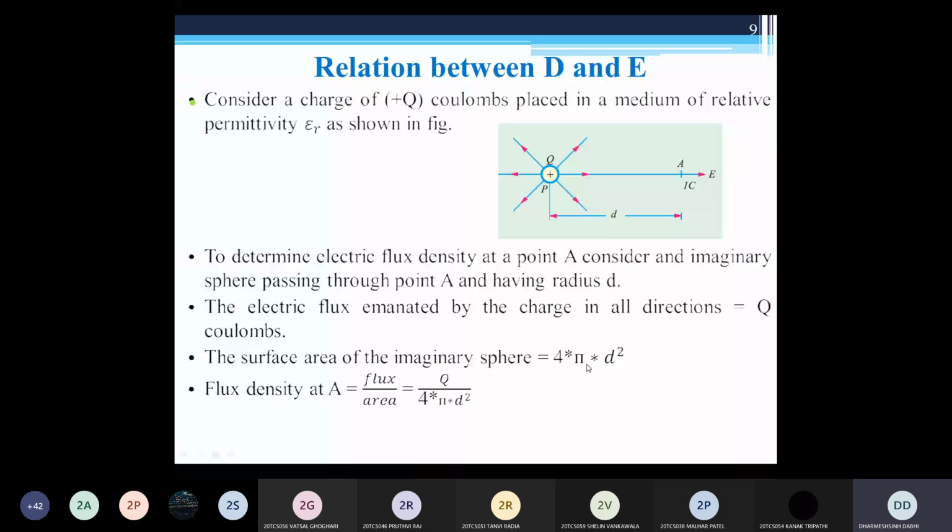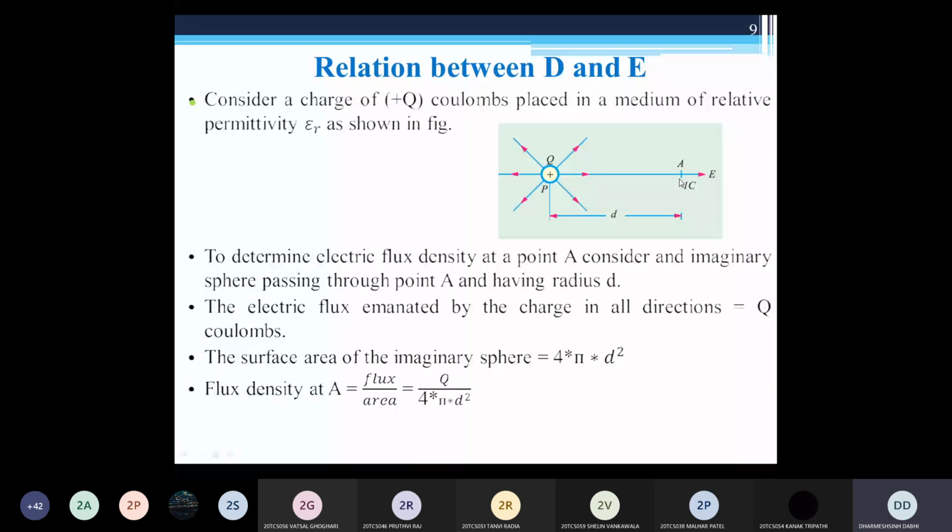So as per the equation of electric flux density, D is equal to flux divided by area. The flux is equal to Q coulomb. Clear? So Q divided by the area, 4 pi d square. That gives the flux density at point A.